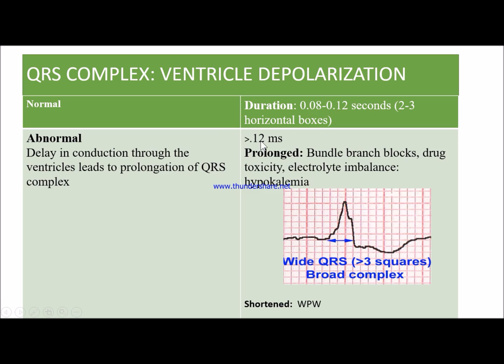If it is greater than 0.12 second, it will be prolonged. A prolonged QRS greater than 3 small squares indicates bundle branch block, right or left bundle branch block. Maybe some drug induced toxicity or hypokalemia, or Wolff-Parkinson-White syndrome due to shortened QRS complex. When there is an abnormal QRS complex, there will be delay in the conduction from the ventricles and it leads to the prolonged QRS complex.